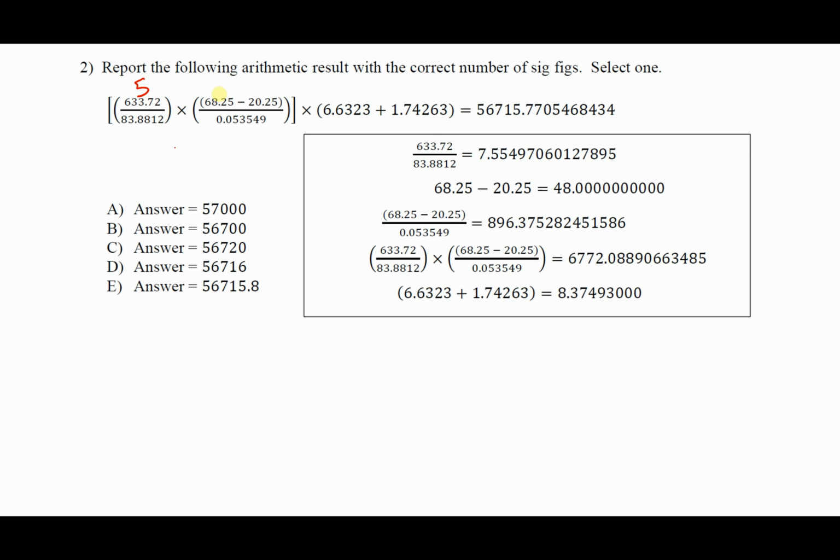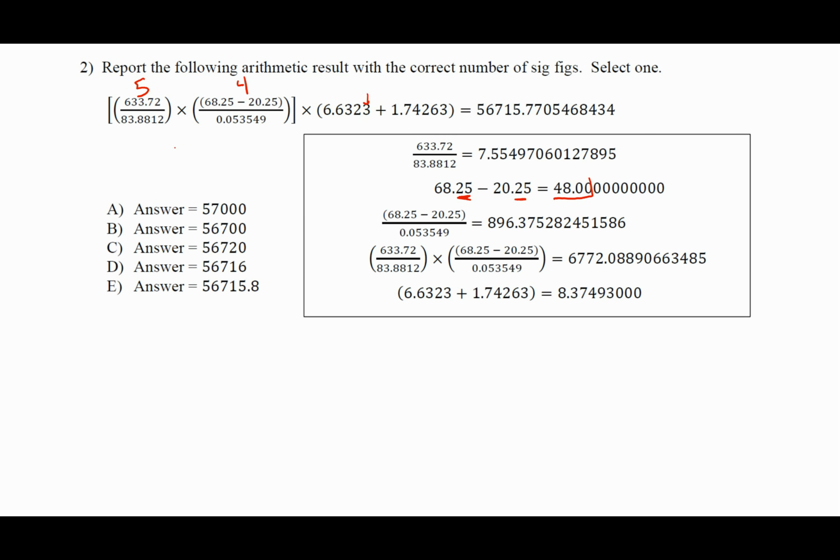Okay, what about this one? Well, we have this math up top we have to do first, subtraction. So we have 2 past the decimal place, 2 past the decimal place, which means we can only keep 2 past the decimal place, which means our numerator has 4 sig figs. Our denominator has 5, but when we do the math, this can only have 4 sig figs.